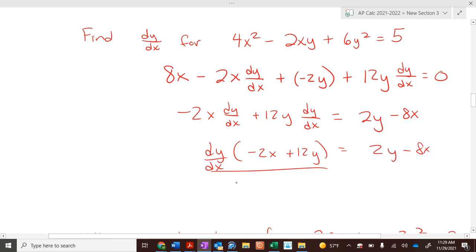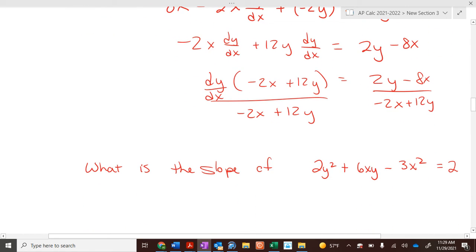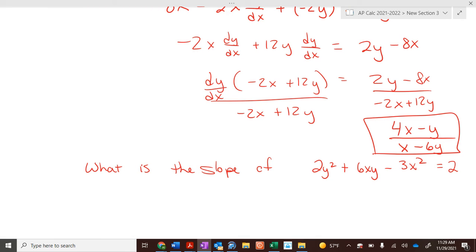Now, what they might do on this, and it might confuse you come test day, say simplify: factor a negative 2 out of everything to get 4x minus y and then x minus 6y as a final answer. Because if you take a negative 2 out of everything, that's what you'd get. So take a negative 2 out and then you switch them around. Okay. Can you handle that?